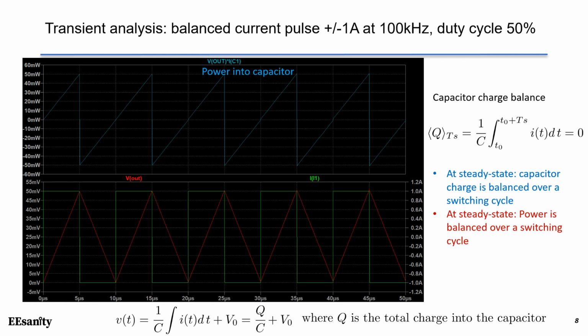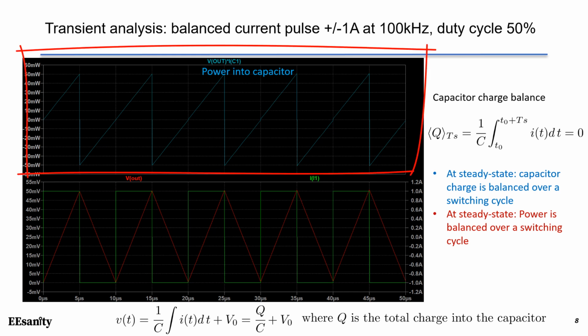This is the transient simulation result. In this case, the current is ±1 amp at 50% duty cycle. That means at steady state, the capacitor charge is balanced over a switching cycle, and Q is 0 over a switching cycle. The blue waveform shows the power into the capacitor. You can see the average power is 0 watts, and the power is going up and down. That means the power is into the capacitor and out of the capacitor.